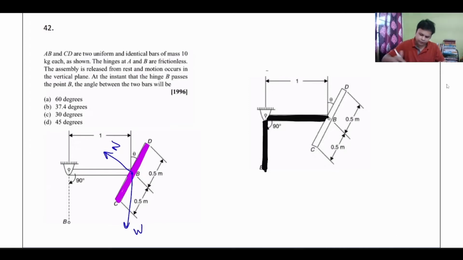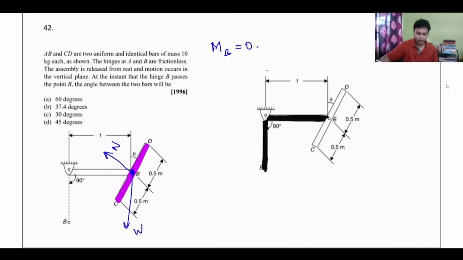So if I take a moment about point B, that is the center, what is the moment about point B? Can I say the moment about point B is 0 for the member CD? Why? Because both the forces, normal reaction and W, are passing through the center. Is there any other force? No.